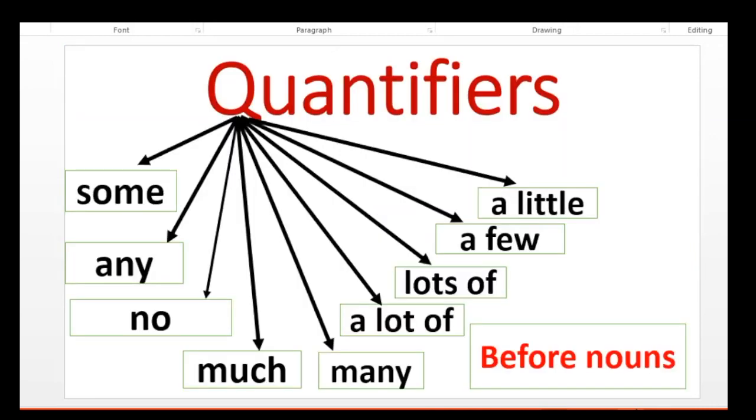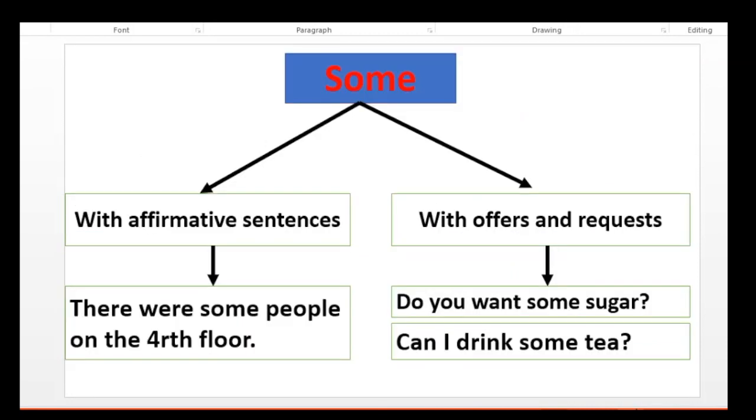Okay, so we have some examples of quantifiers which are used before countable and uncountable nouns. Here are some examples of quantifiers: some, any, no, much, many, a lot of, lots of, a few, a little. All these quantifiers are used before nouns. So let's start with some.